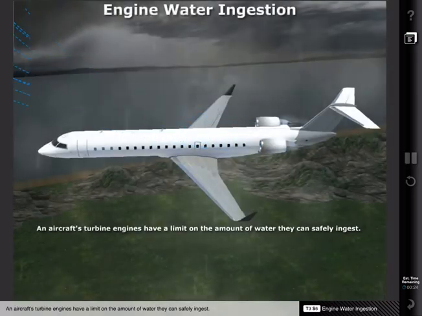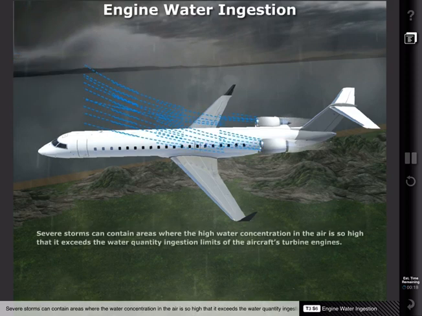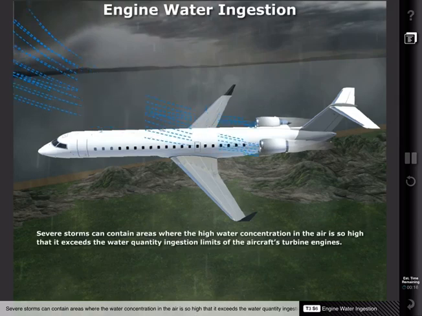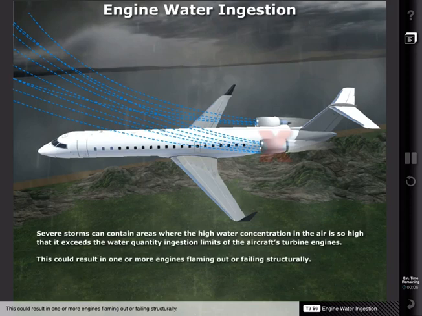An aircraft's turbine engines have a limit on the amount of water they can safely ingest. Severe storms can contain areas where the water concentration in the air is so high that it exceeds the water quantity ingestion limits of the aircraft's turbine engines. This could result in one or more engines flaming out or failing structurally.